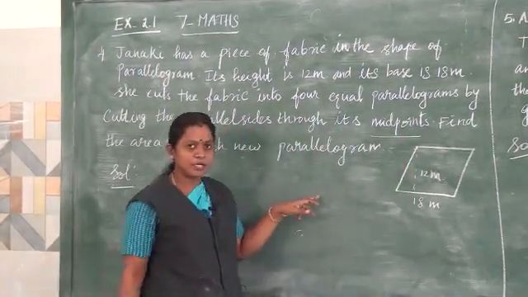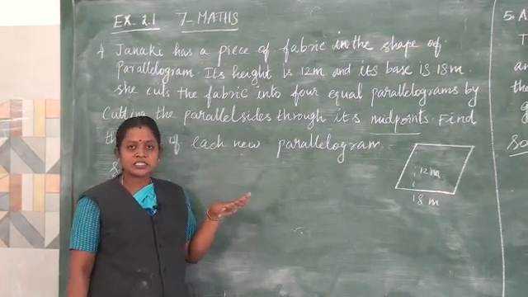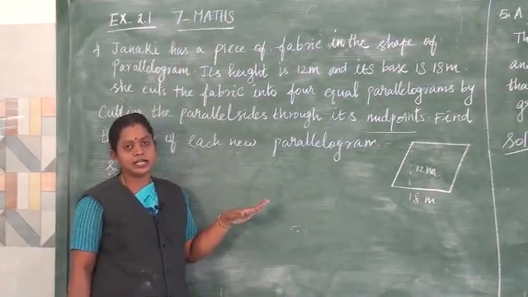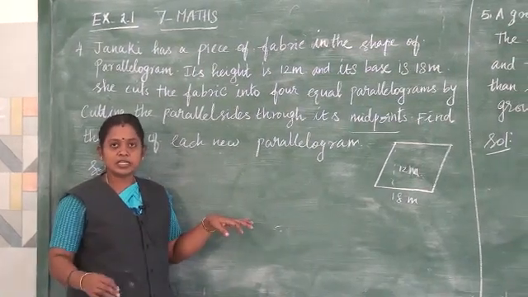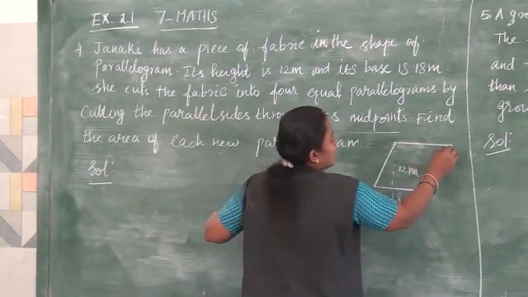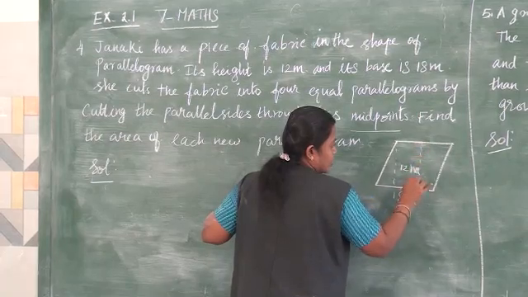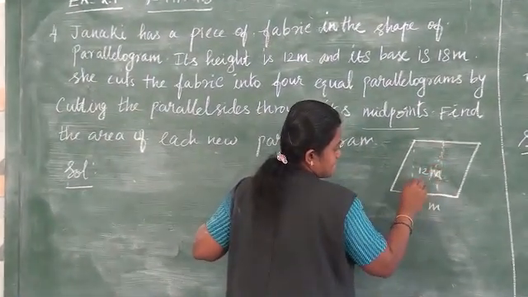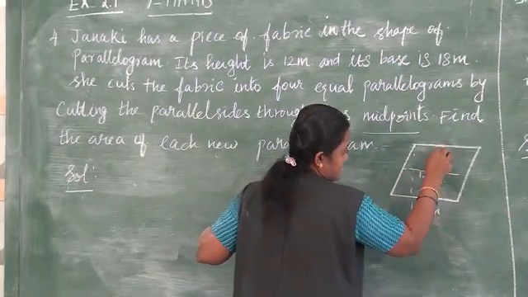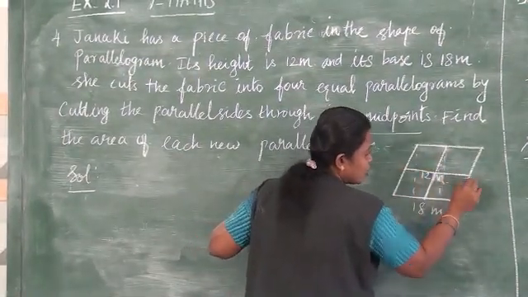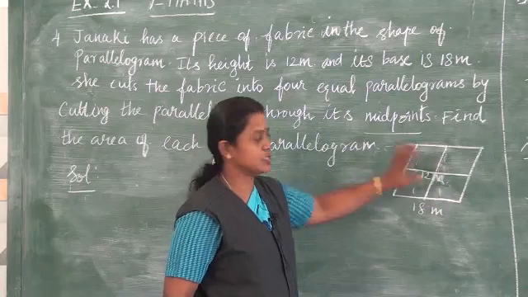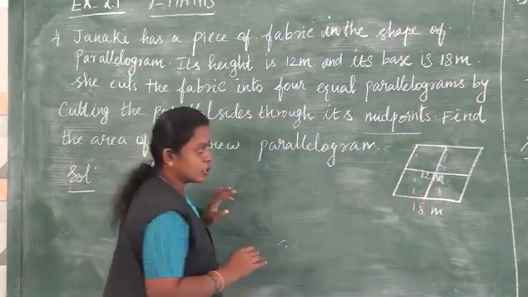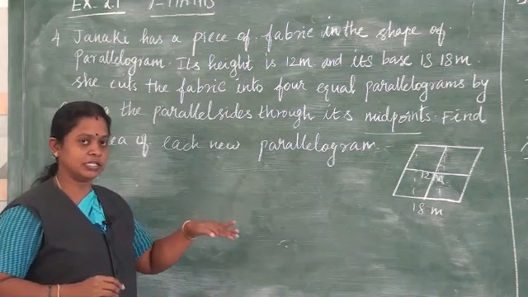Before that, what is a midpoint? A midpoint cuts the line segment into equal halves. That means it cuts equally. So 4 equal parts. You will get 4 parallelograms. Now it cuts at midpoints equally. I wrote that a midpoint cuts the line segment equally.